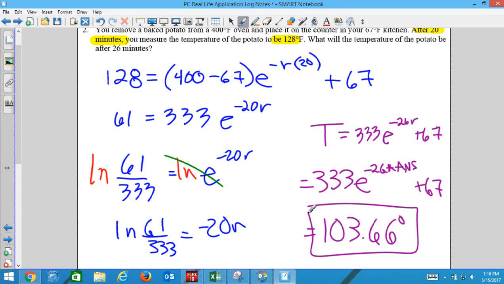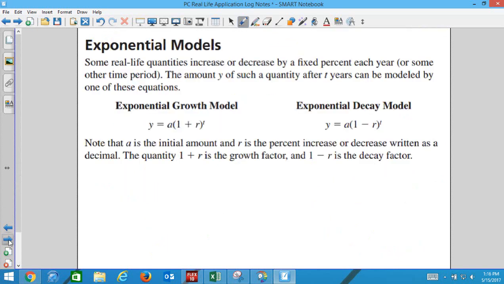So the next section is exponential models. So if you aren't given the formula, but you know information, like you know a growth rate or you know a decay rate, you can write the equation. So the growth model is y equals a parenthesis 1 plus r to the t. What do you think t stands for? Time. R, what do you think R stands for? Rate.